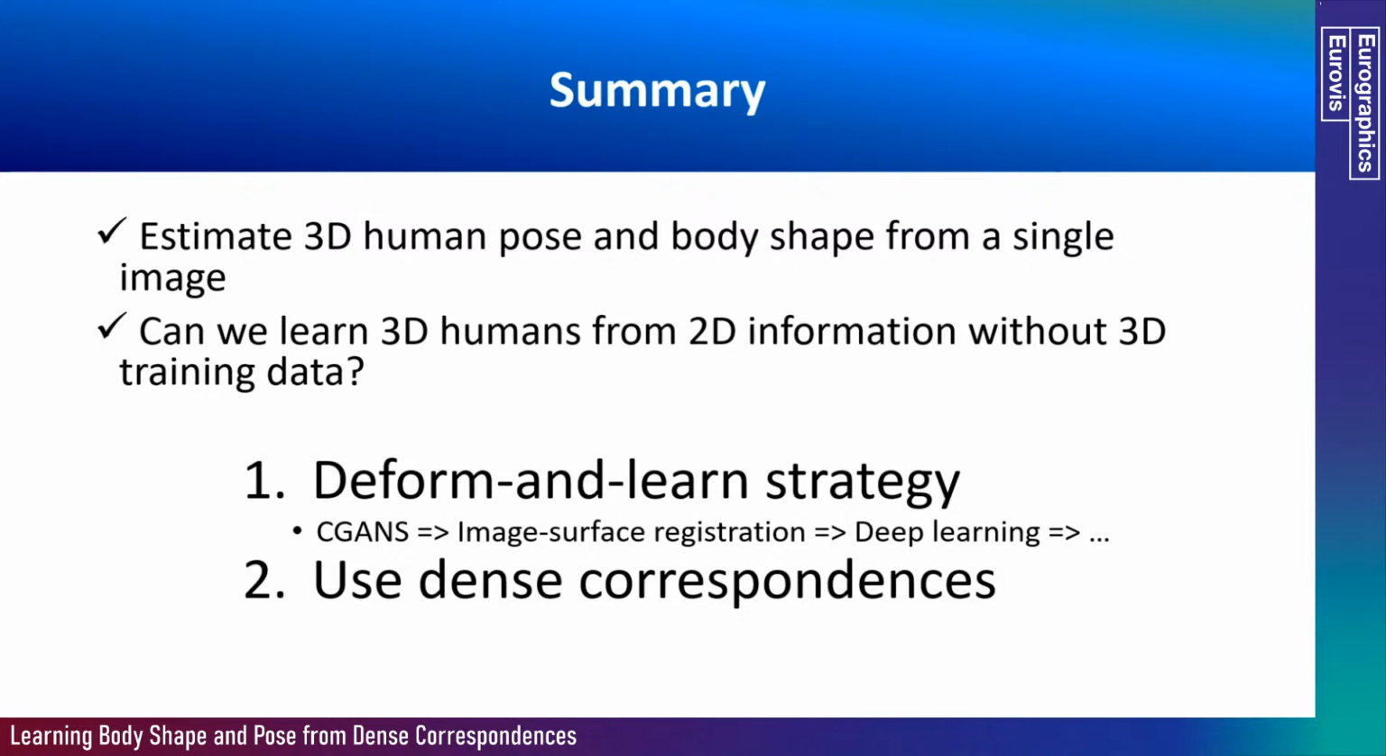In summary, we proposed a method for estimating 3D human pose and body shape from a single image. As a solution to our problem, can we learn 3D humans from 2D? We propose a training strategy called Deform and Learn, which alternates deep learning and deformable registration in order to learn 3D humans from dense correspondences annotated on 2D images.